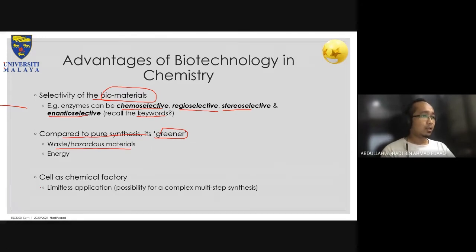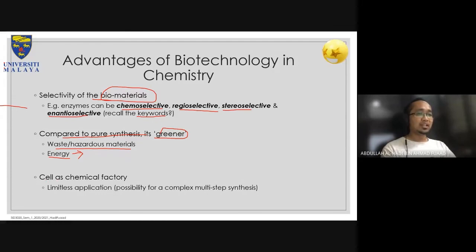Also, compared to a pure synthesis, it consumes less energy. For example, a certain reaction needs to be heated up to 100 degrees for it to work. If you have a catalyst that is an enzyme, and the enzyme comes from a human, whose body is normally around 37 degrees, then that reaction can now occur at 37 degrees by using the enzyme. So that's what it means by greener in terms of producing less waste or less hazardous waste, and the energy used for the same chemical reaction is less.